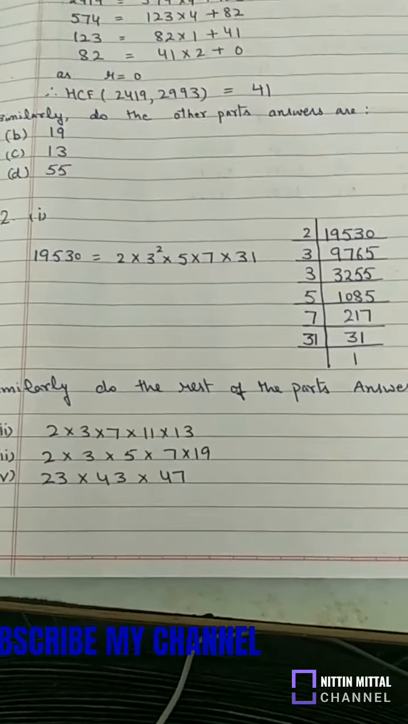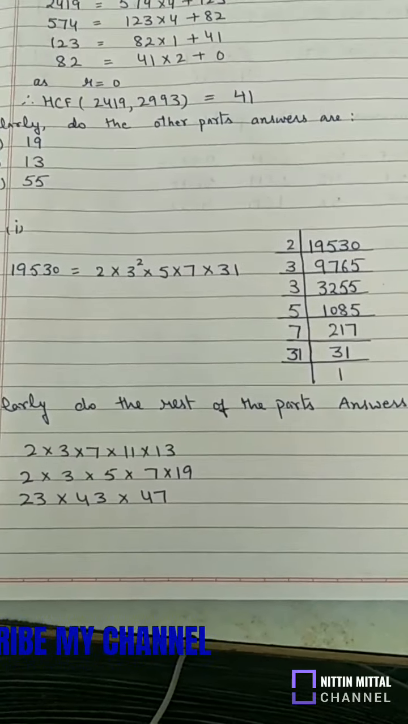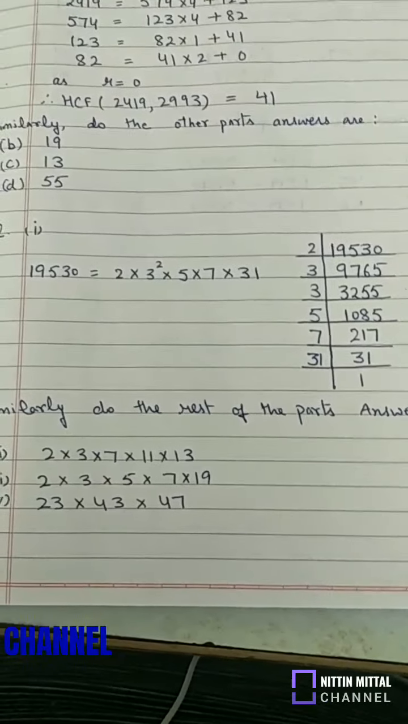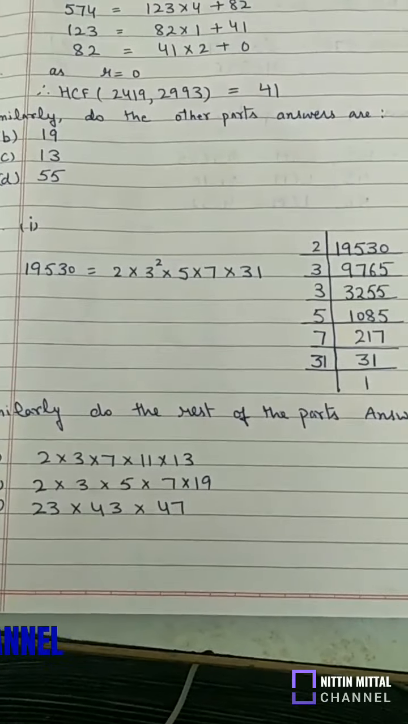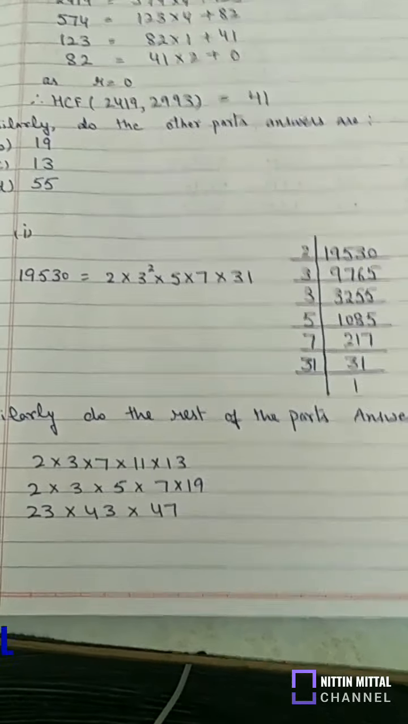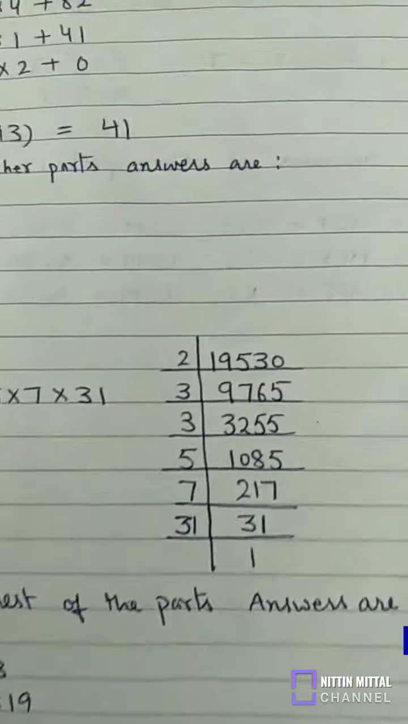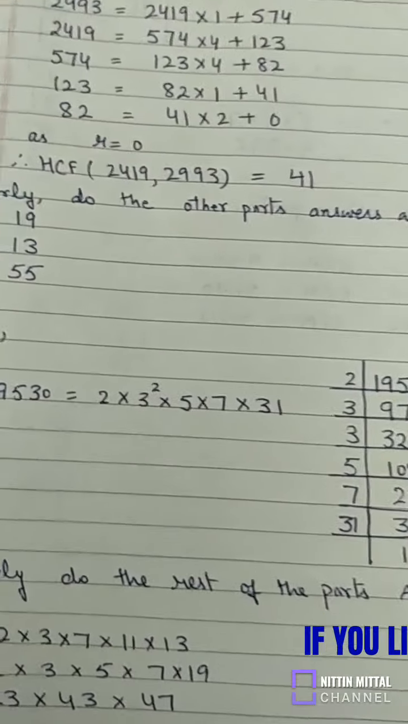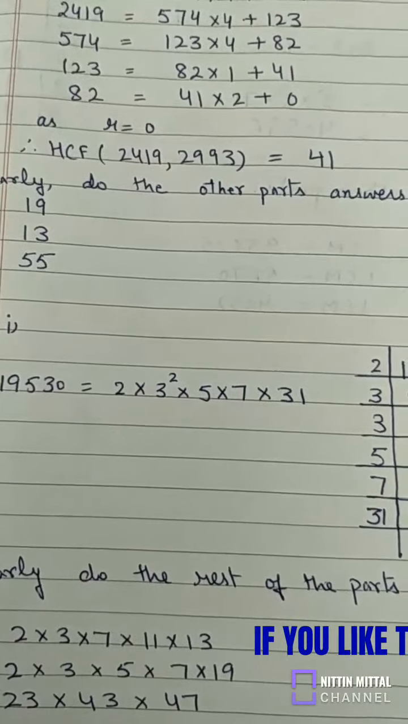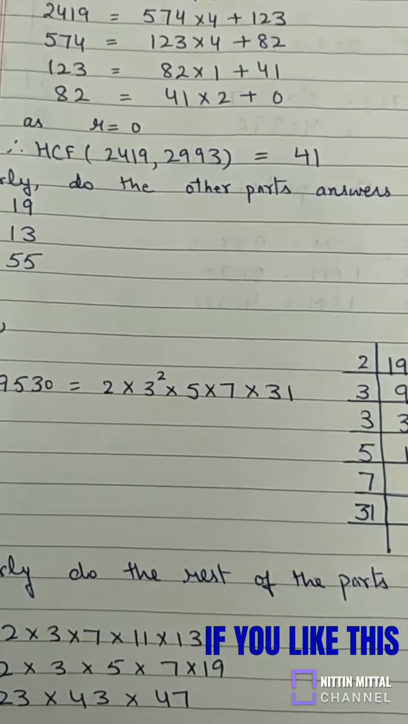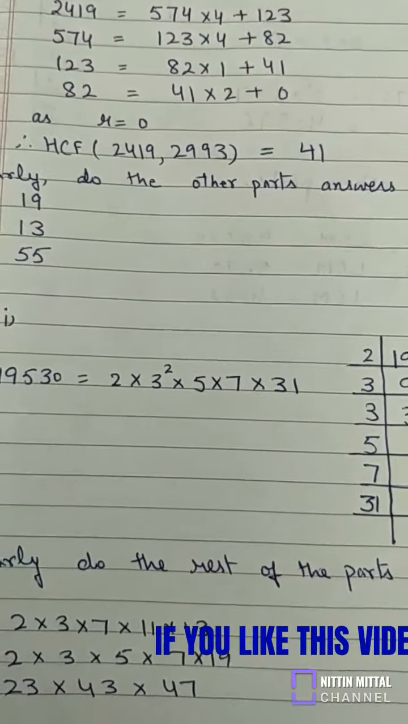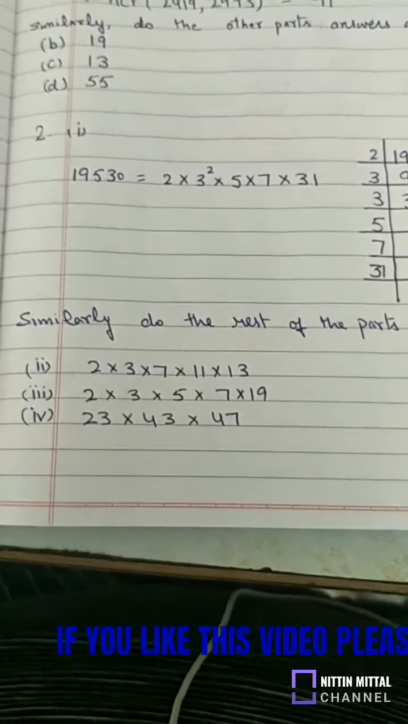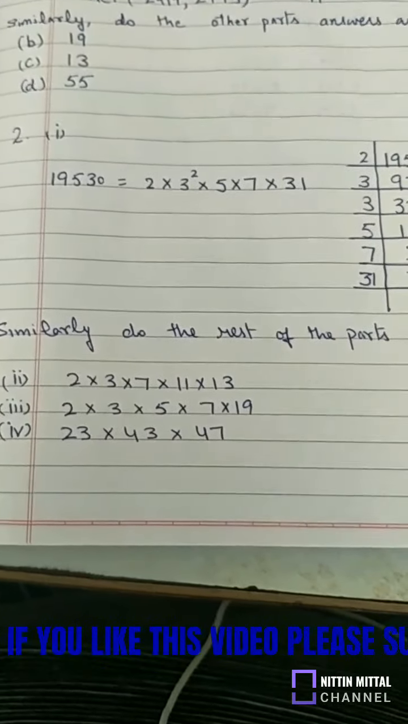Now question number 2. Express each number as a product of its prime factors. I have taken the first part. The number is 19530. We will do the prime factorization, as you can see here. Now we will write 19530 equals 2 into 3 raised to power 2 into 5 into 7 into 31. In the same way you have to do the rest of the parts, and these are the answers of the other three parts.